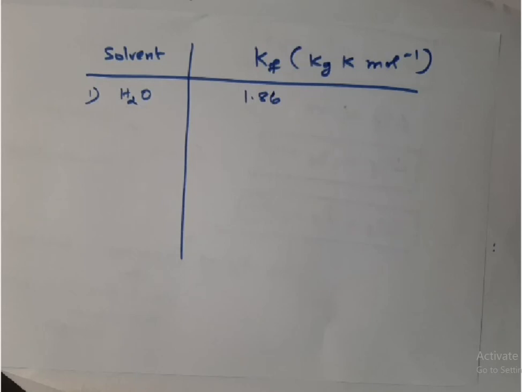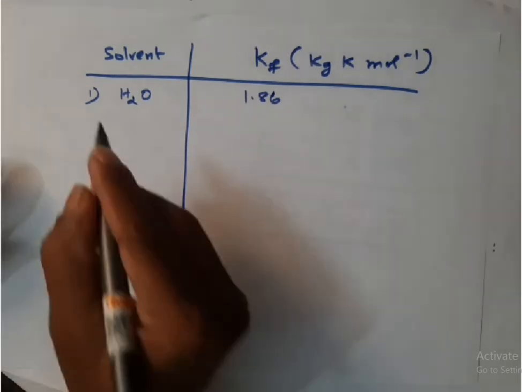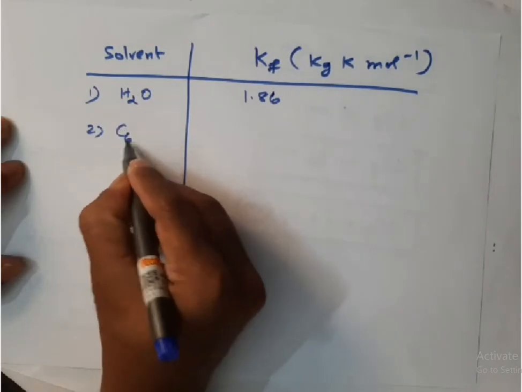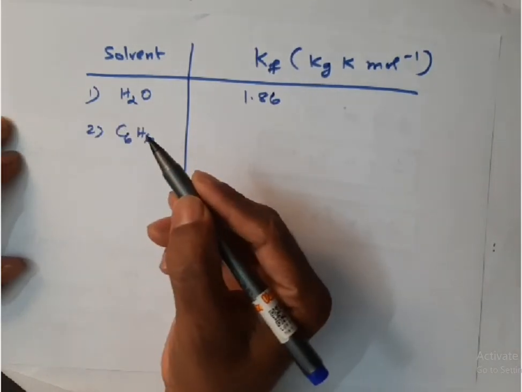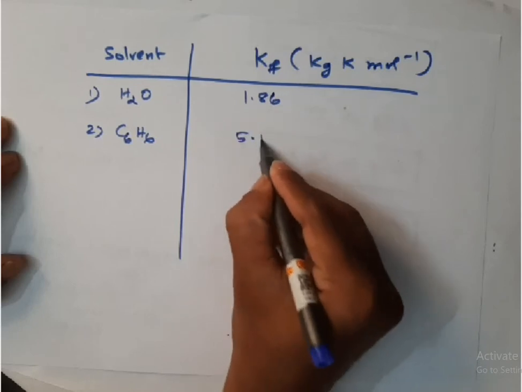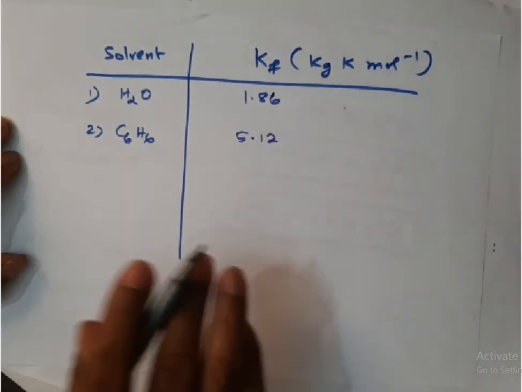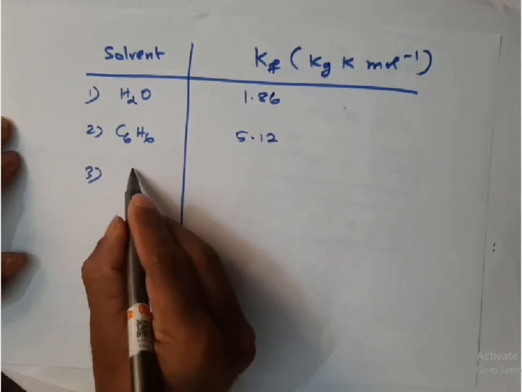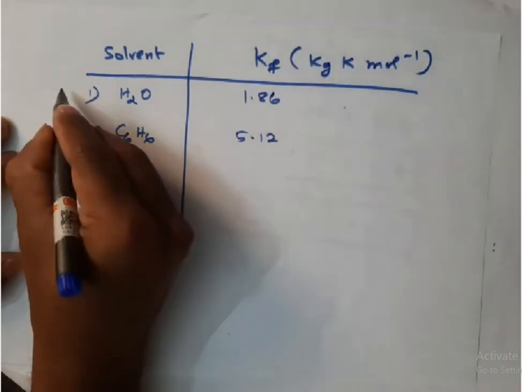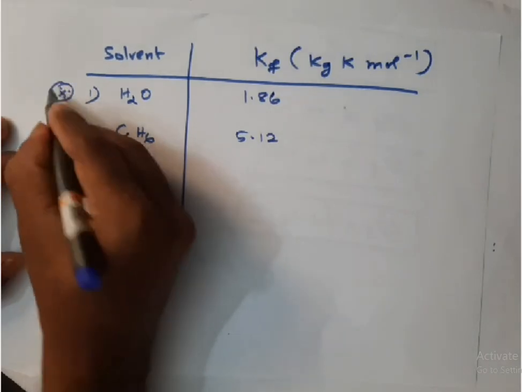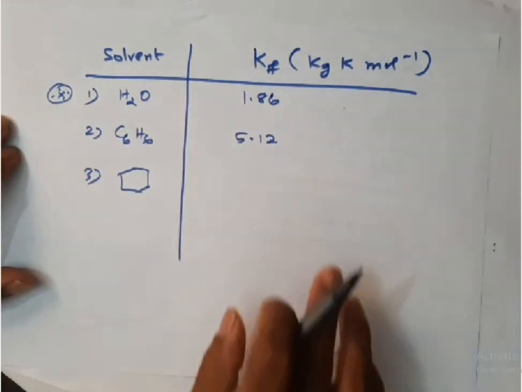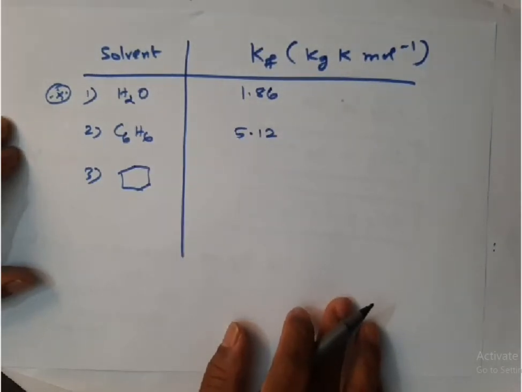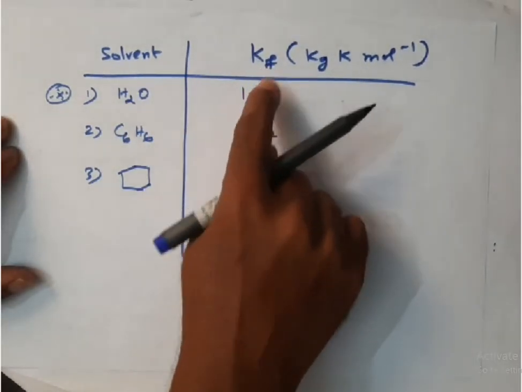These are all very important. And for benzene, C6H6, the value is 5.12. Okay, it is not necessary to remember the values, but the values are very important. At least remember the value for water. That's what I'll suggest, students should remember the value for water at least. So for water, the Kf value is 1.86.